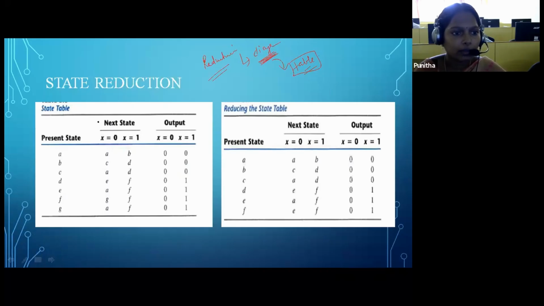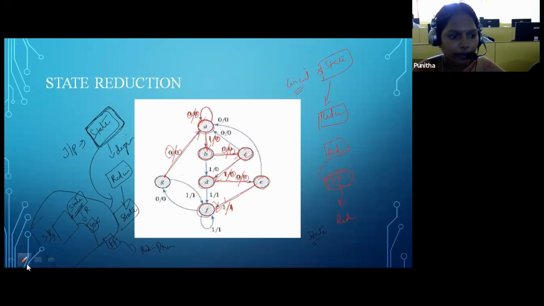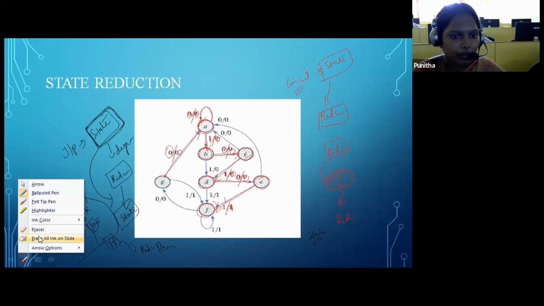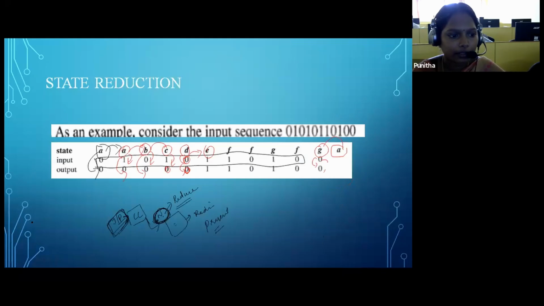The diagram I have written in the form of a table. First, look at how they have represented the diagram in terms of a table.